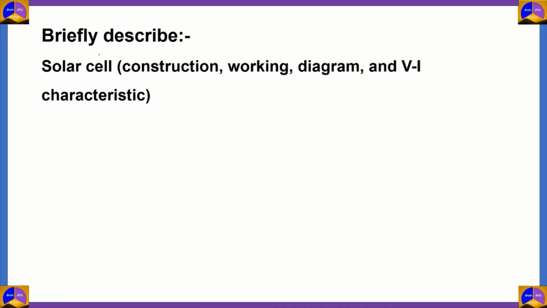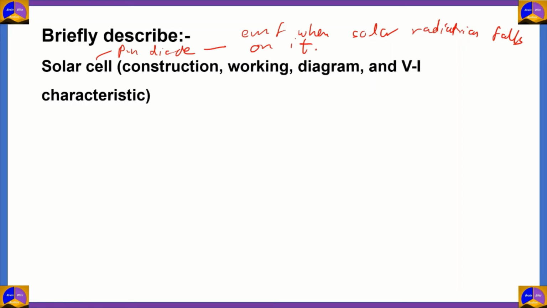So a solar cell is basically a p-n junction diode which creates EMF when solar radiation falls on it. So a solar cell is the basic component of what is known as photovoltaics in general parlance. And first, let's look at the construction. Construction of a solar cell.